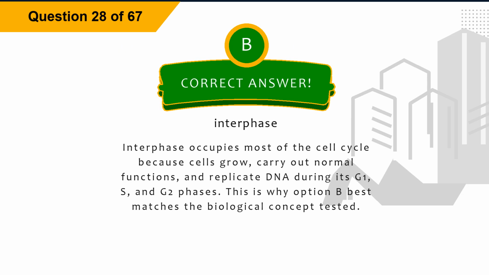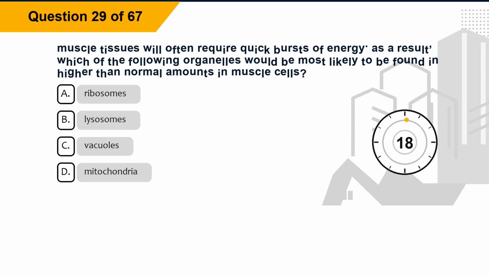Explanation. Interphase occupies most of the cell cycle because cells grow, carry out normal functions, and replicate DNA during its G1, S, and G2 phases. This is why option B best matches the biological concept tested. Question 29.